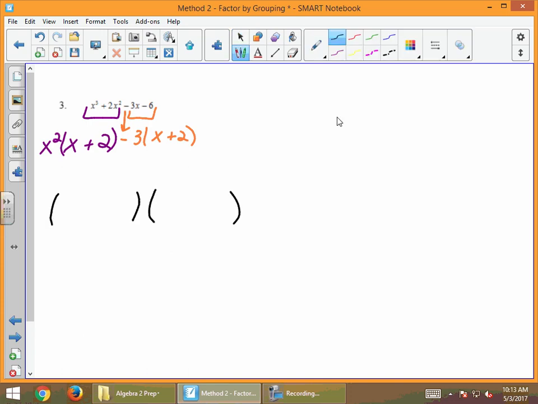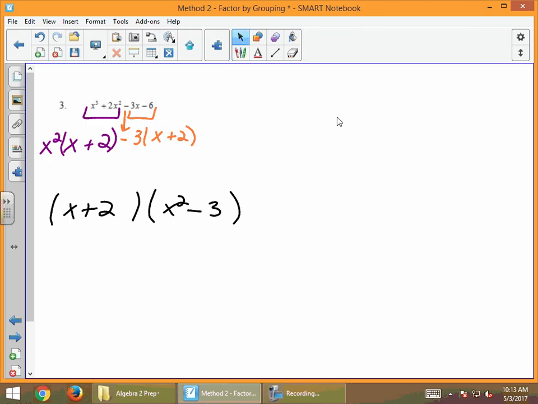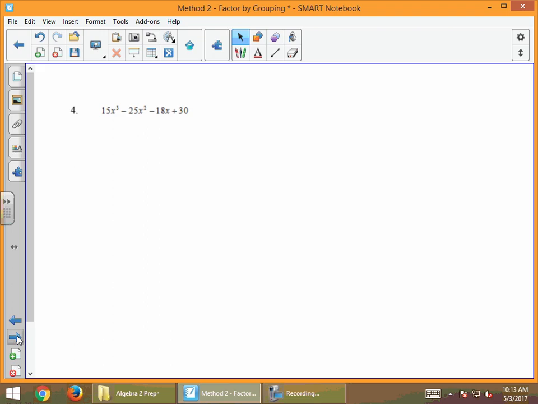Right, your parentheses, what's going to go in one parenthesis? X plus 2. What's going to go in that second parenthesis? Number 4. Moving along. Alright, I got number 4 up here on the board.